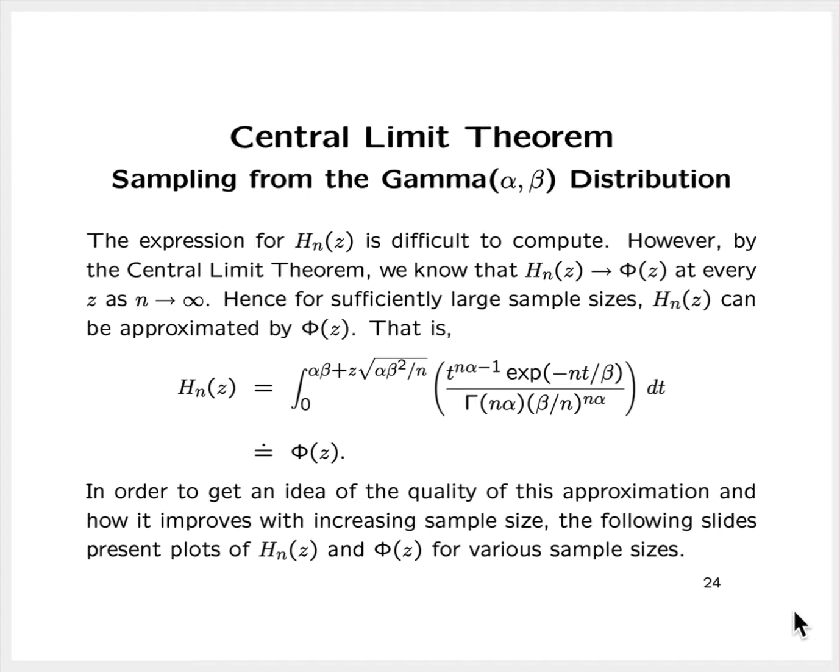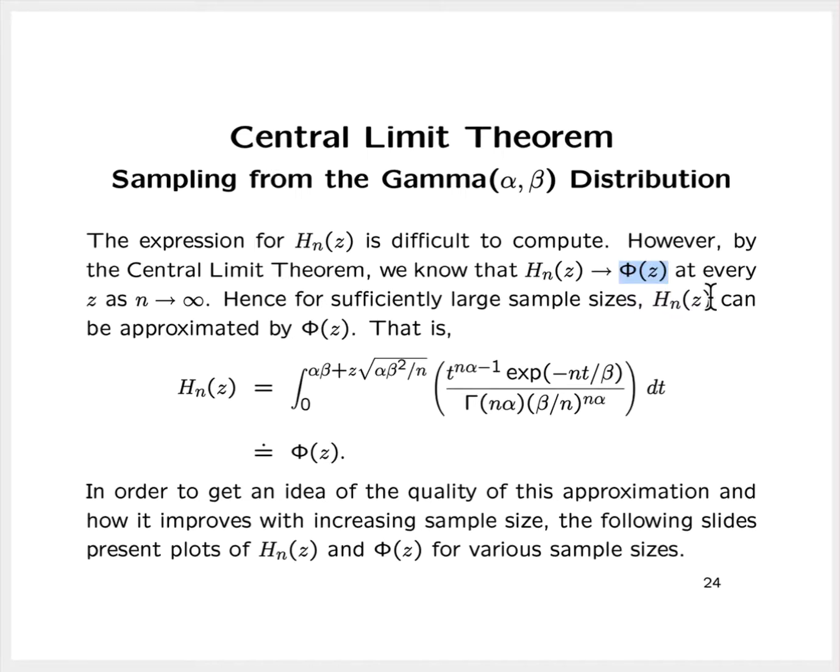So this expression for H sub n is indeed difficult to compute. However, by the central limit theorem, we know that at any given real number z, and technically we would say at every continuity point of H sub n, but because this is a continuous distribution without any breaks, every point is a continuity point, the CDF of Z sub n converges to the value of the standard normal CDF at that same value of z as the sample size increases.